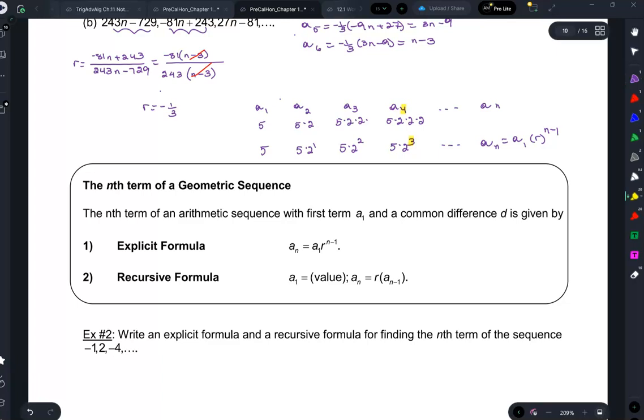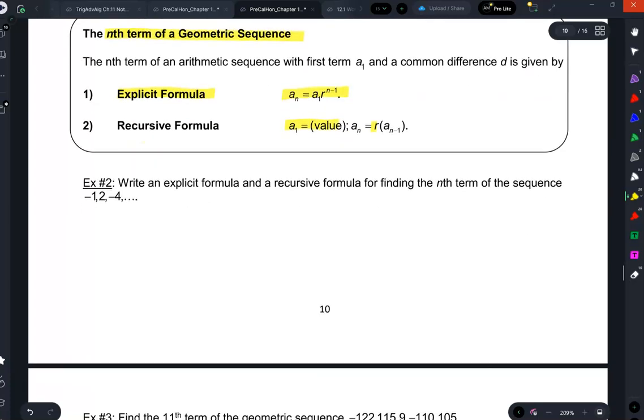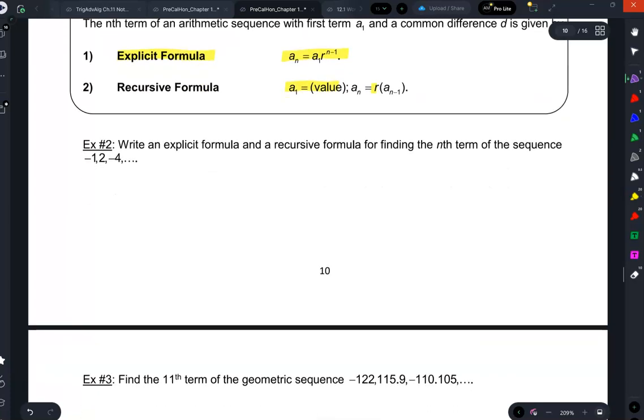So it makes sense. We can reason it out, but we also have to memorize it. Okay, so the explicit formula is A1 times R to the n minus 1. Now the recursive formula, you give the first value, and then each term thereafter is R times the term that came before, A sub n minus 1. Okay. So here we go.